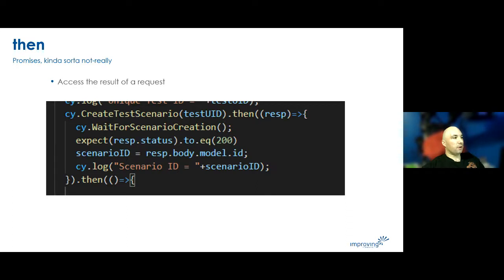Then is also an important Cypress command. Without then, I wouldn't be able to act on the return values of a request, and I need to be able to do that. See where I get the scenario ID in the snippet here? That only works because it's in a then on the create test scenario. I use a then to encapsulate the rest of the test, but that's just for my own readability.